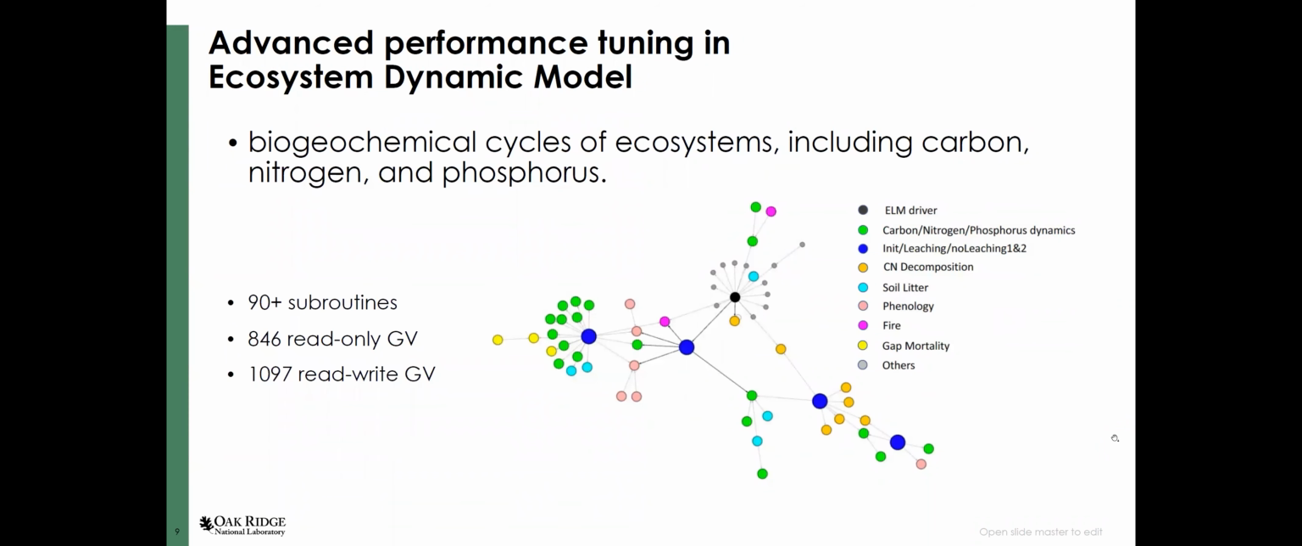For the interest of this presentation, what I'm trying to do is get into the technical details of how we speed things up. We use the ecosystem dynamics as an example. This contains roughly 90-plus subroutines using roughly 2,000 global variables.